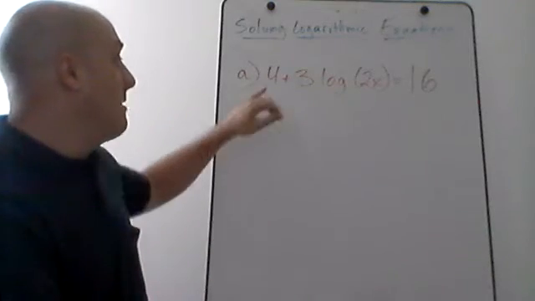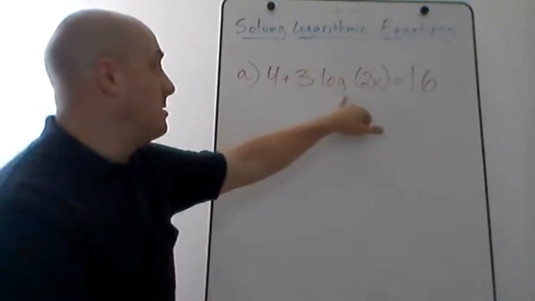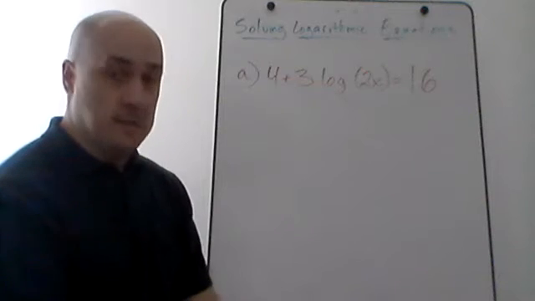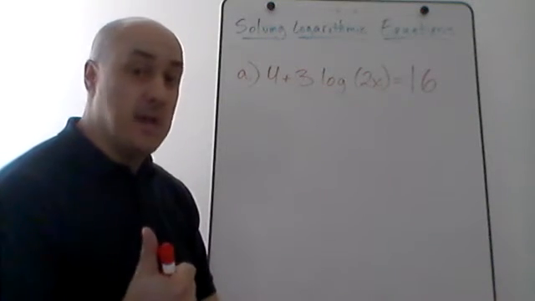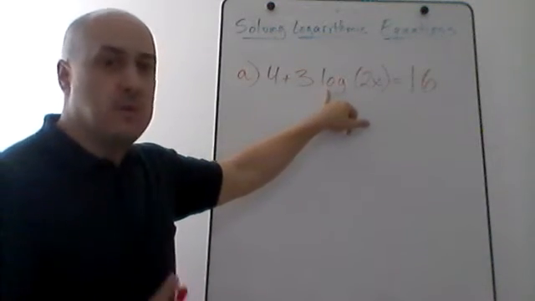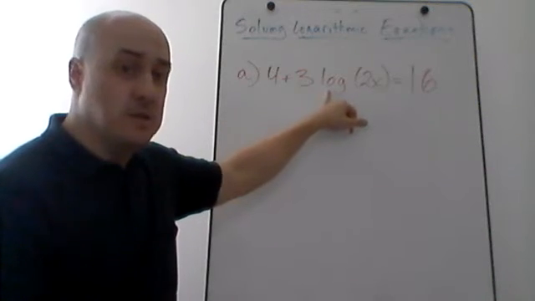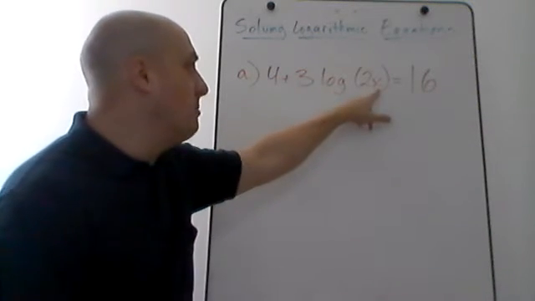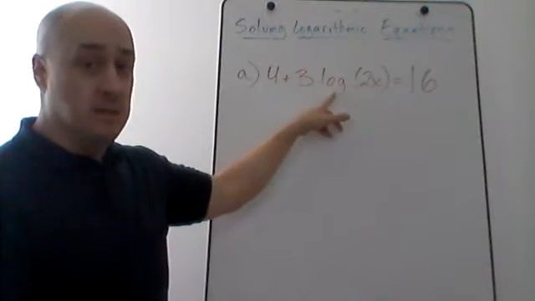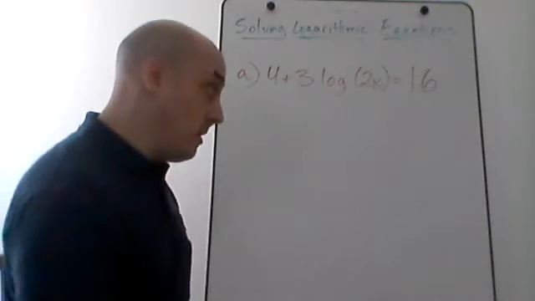Alright, so my first example: 4 plus 3 times log of 2x equals 16. First thing, identifying the type of function. There's a log there, so it's pretty obvious that this is a logarithmic equation. There's a log, and the variable x is inside the parentheses of the log. That's what makes it a logarithmic equation.